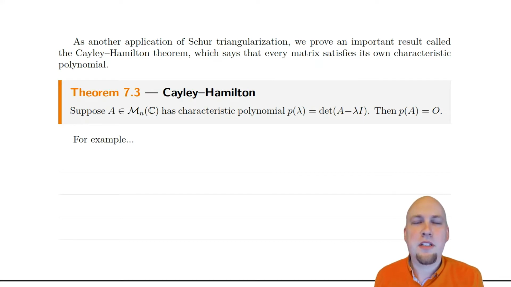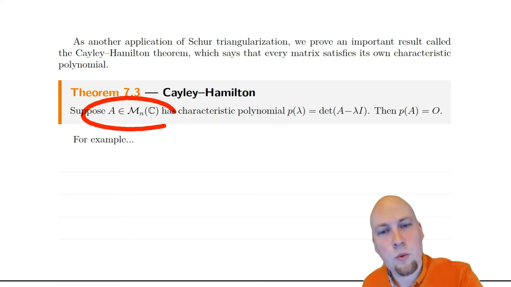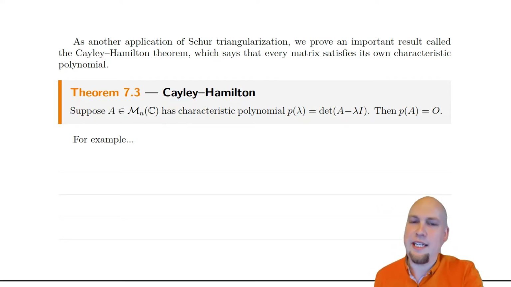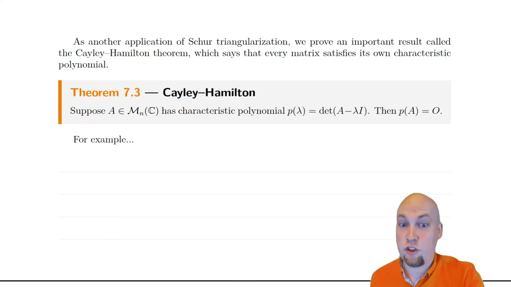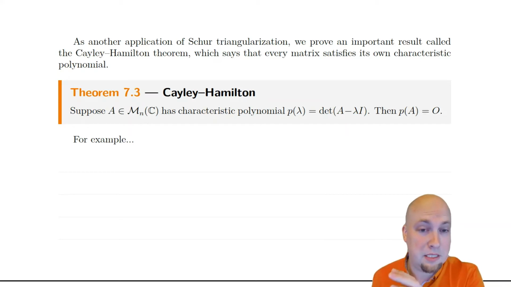Today is all about something called the Cayley-Hamilton Theorem, and this theorem is the first big consequence that we're going to get from Schur triangularization that we learned last class. It's a theorem that says, if you've got a square complex matrix, and again, the reason we need a complex matrix here is because Schur triangularization needed a complex matrix.